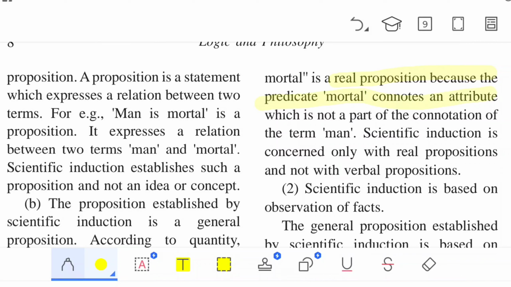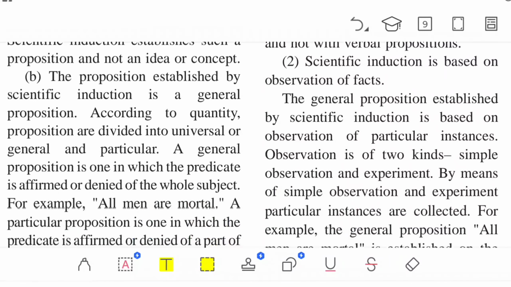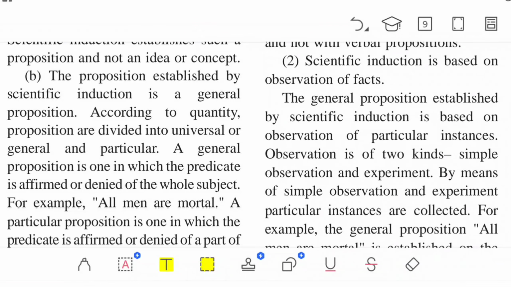For example, a man is mortal or all men are mortal is a real proposition. So scientific induction is used with real propositions, or the conclusion will be a real proposition. The second important point of scientific induction is that it is based on observation. The moment we say scientific, there must be observation of different facts, okay.